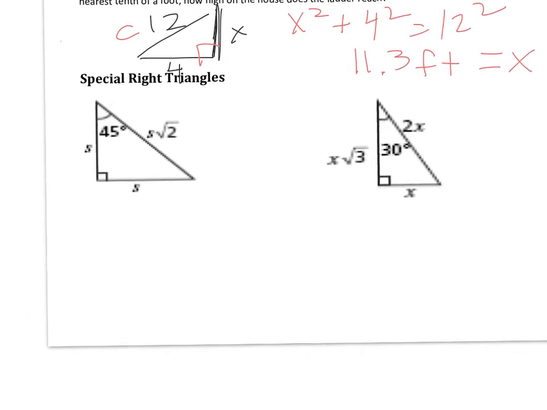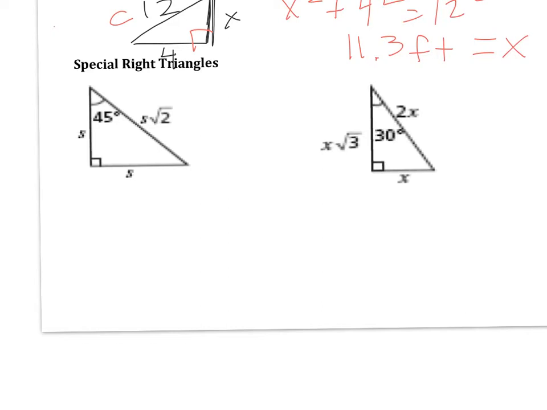Next section is our special right triangles. We have two special right triangles. You will either see the format where I have 45, which means these two angles are the same. If your two angles are the same, that means these two lengths are the same. So our ratio for 45, 45, 90 is: this side length and this side are the same, and your hypotenuse will be your side length times square root of 2.